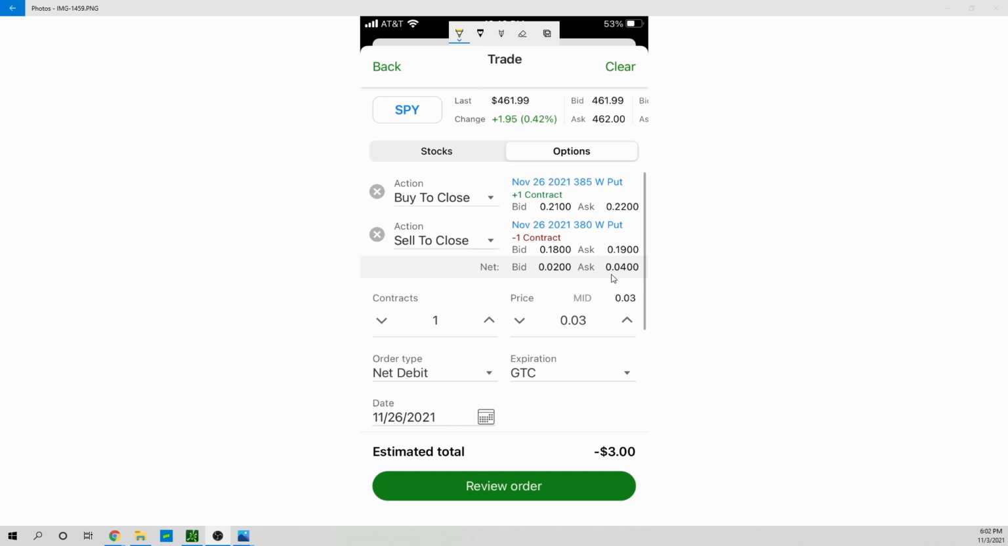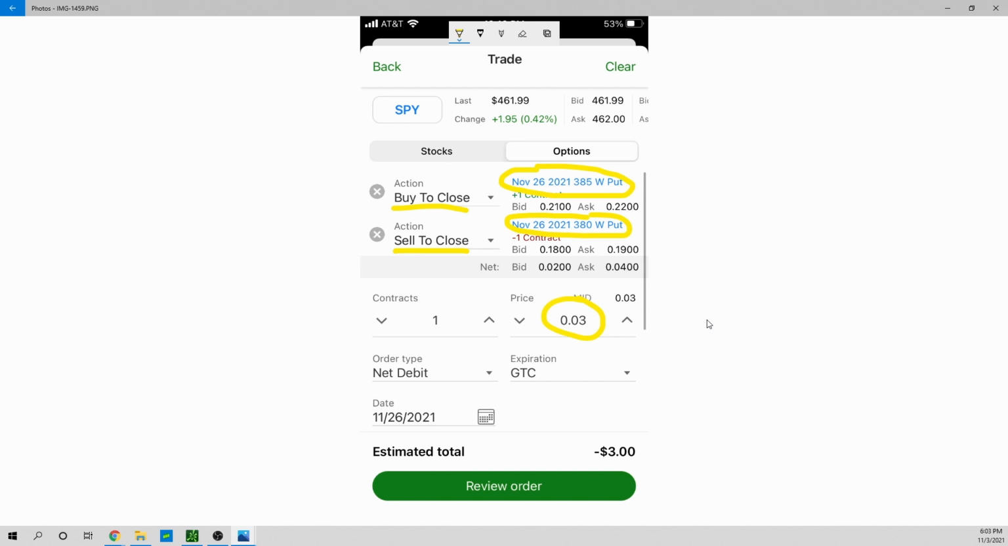And here we have a closing trade. So here we're buying to close, and this is a spread that I put on a month or so back, and we're seeing November 26th was the expiration date, and we bought to close a 385 put that we sold earlier, and then we had to sell to close a 380 put that we bought earlier. So in total, this only ran us $3 to close this trade. And like I said, I probably originally collected around $22 to $25. So I'm collecting almost $20 on this trade.